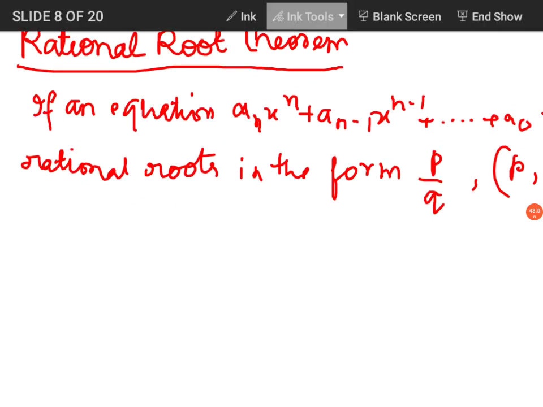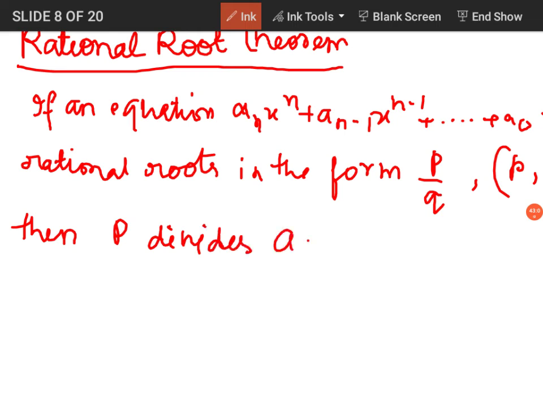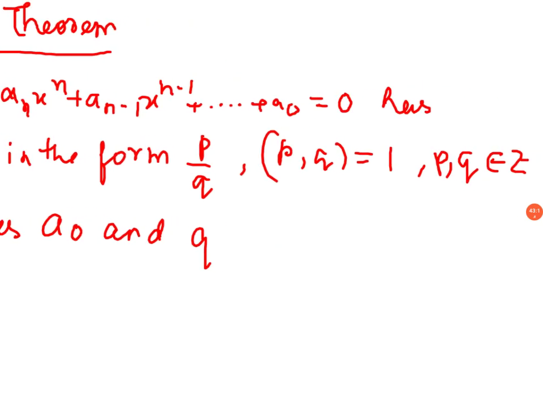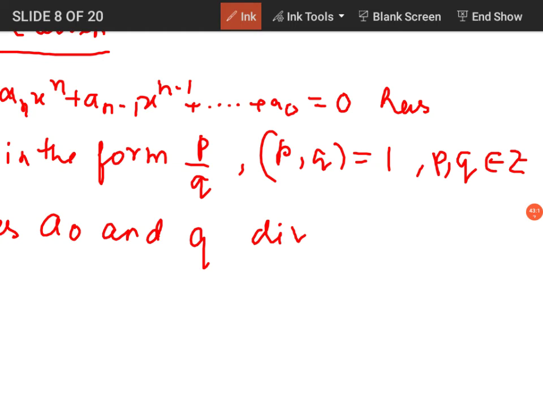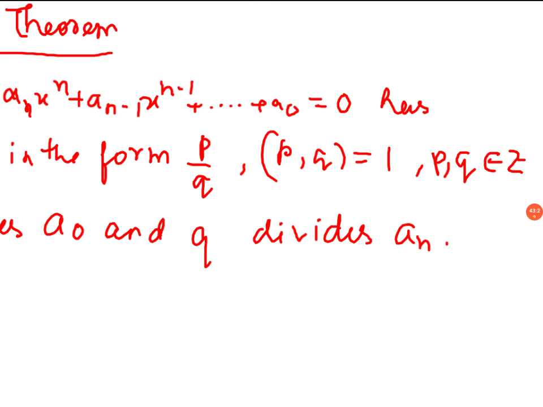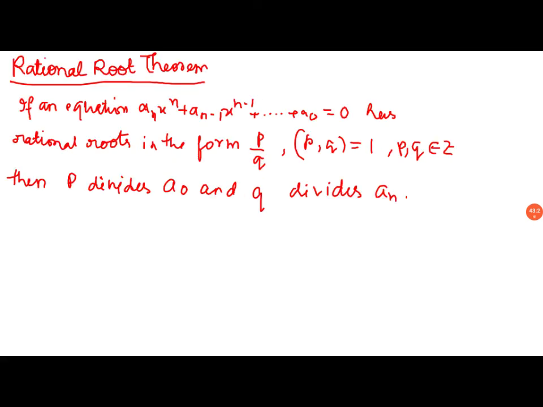Then this theorem says that p divides a naught and q divides a n. Have a look at the statement and try to understand. If an equation, the general equation I have written, has rational roots in the form p upon q, where p and q are co-prime to each other and p and q are integers, then p divides a naught and q divides a n. This is very useful.